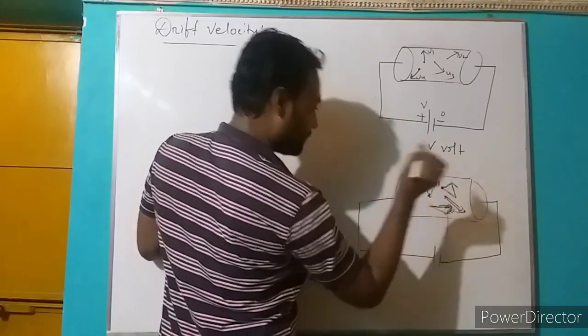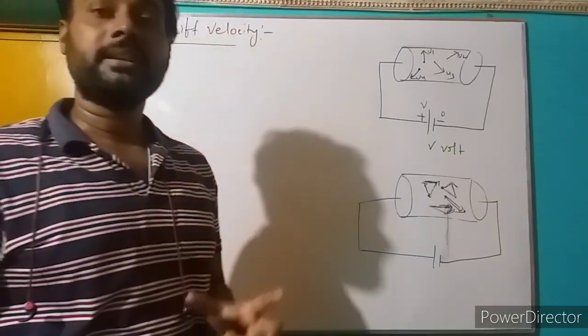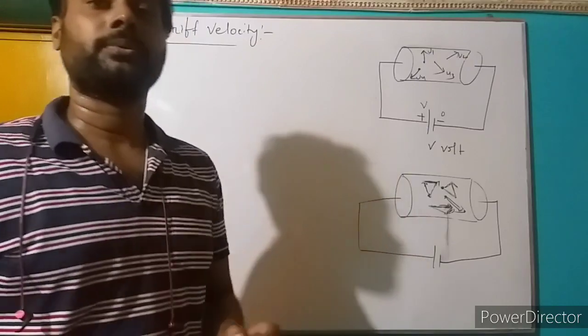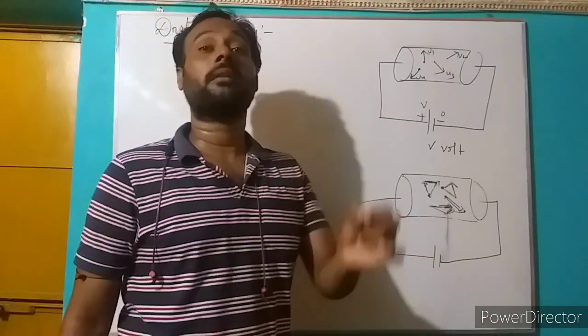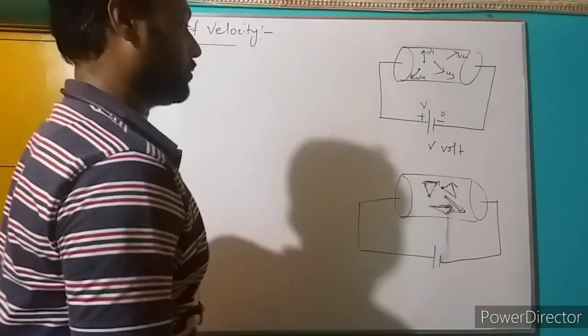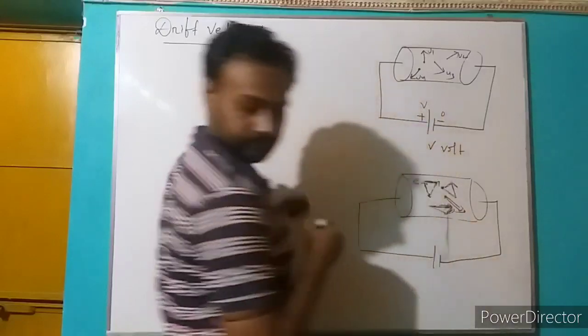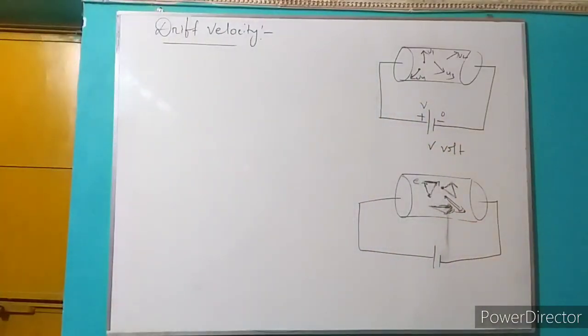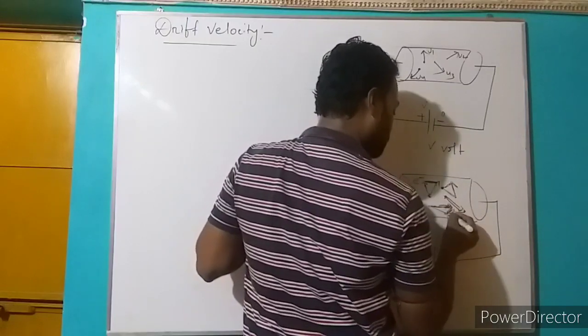Drift is here. So what does drift velocity mean? Drift velocity is the net average velocity with which free electrons get drifted toward the positive terminal of the battery. Clear? So this is the electron here, and this is also an electron.